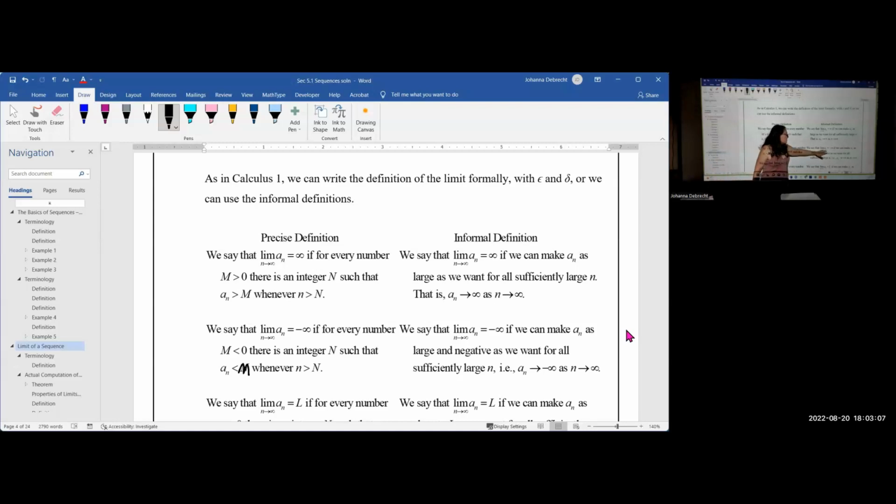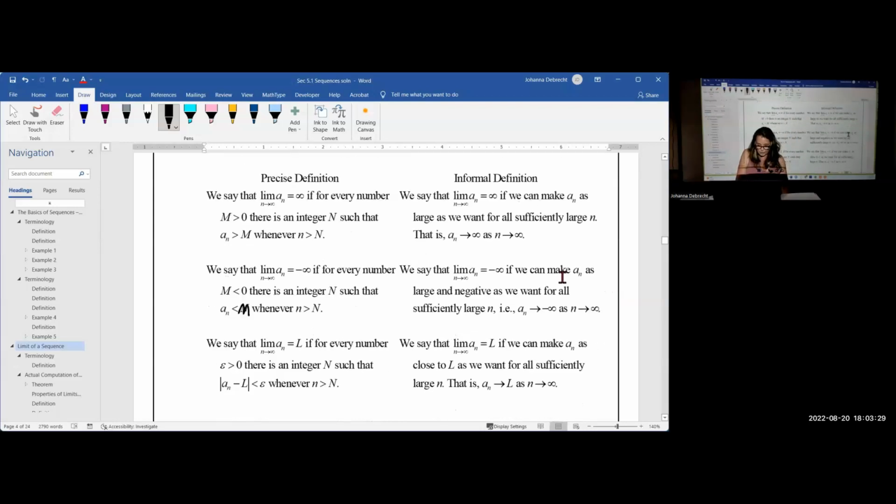So in other words, the limit of a sequence is going to be negative infinity if we can make the a sub n as large in absolute value, but a negative number, as we want for all sufficiently large subscripts. The values of the sequence are going to negative infinity as n goes to infinity.